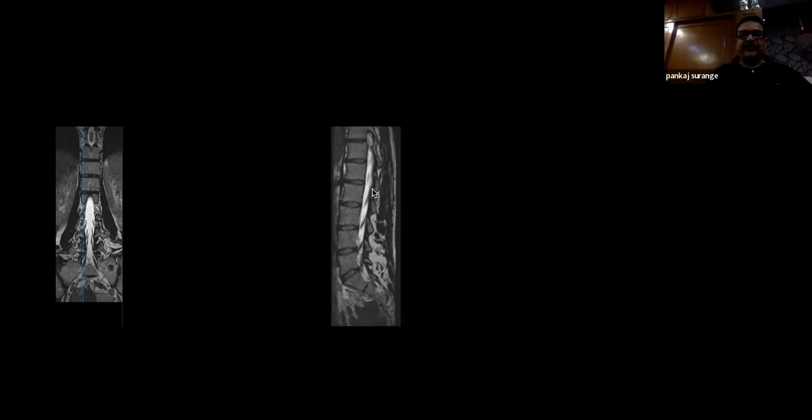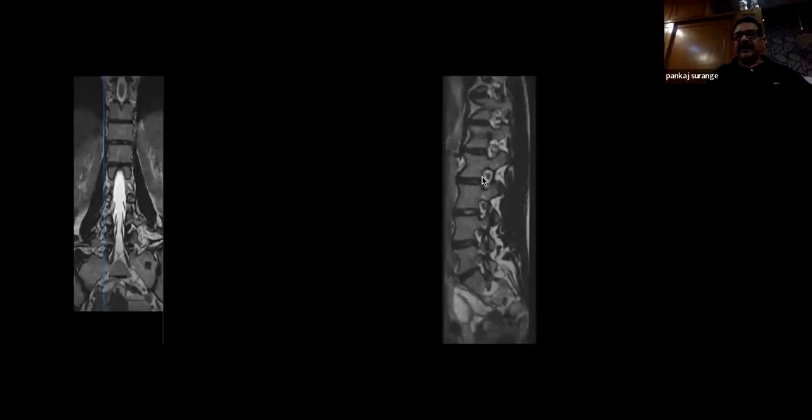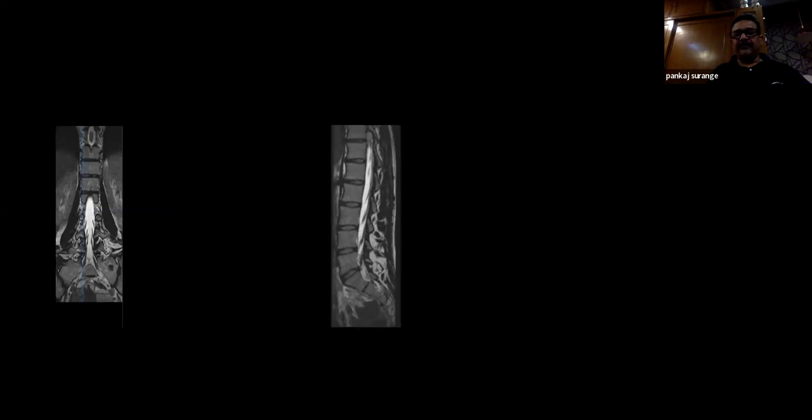Traversing. Wonderful. When we say traversing route, it means it is traversing the disc. When you say exiting, it means it is exiting before it reaches the disc. That's why it's called the exiting route, and this is called the traversing route. Suppose there is a paracentral herniation. In that case, what will happen? You will see that the route is like this.